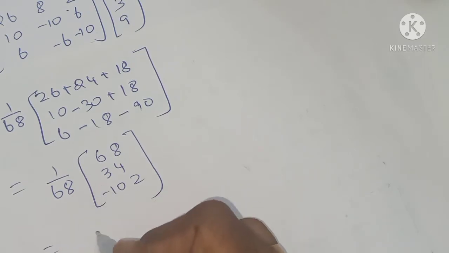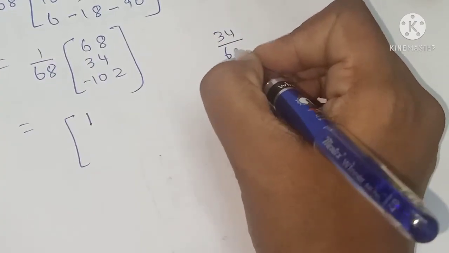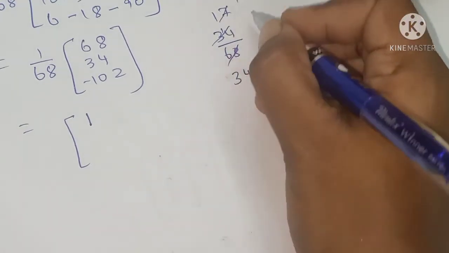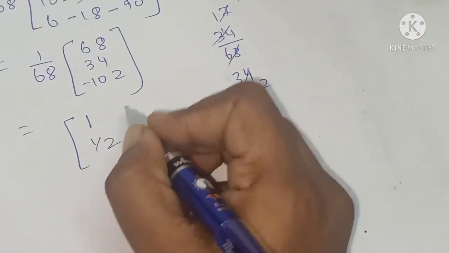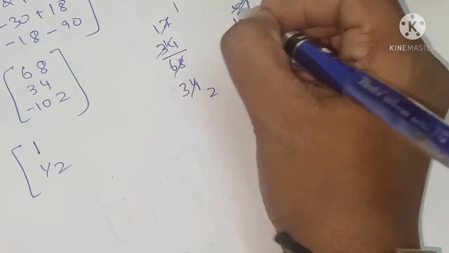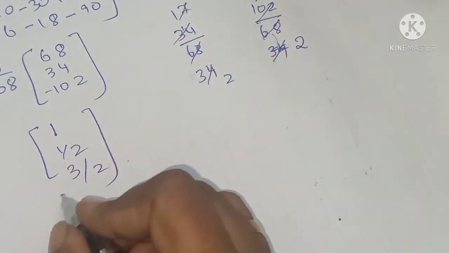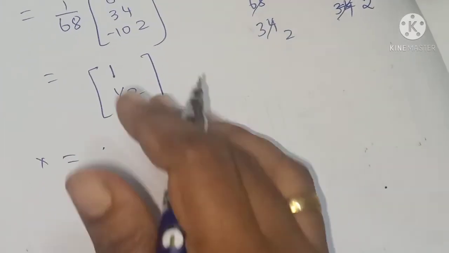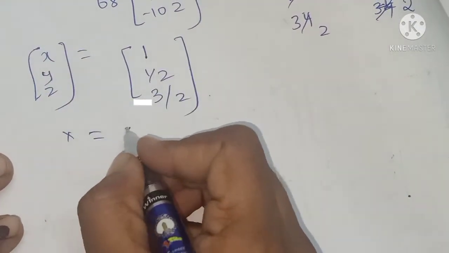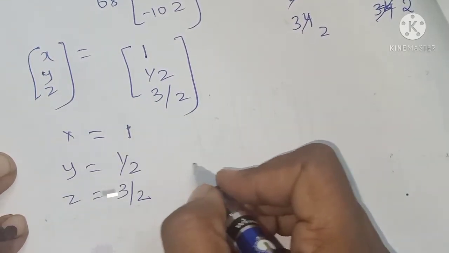So now let us divide by 68. We get 1. 34 divided by 68 is 1 by 2. The next one, 102 divided by 68 is minus 3 by 2. So the answer for x is, that is here we have x, y, z. So the value of x is 1, y is 1 by 2, z is equal to minus 3 by 2.